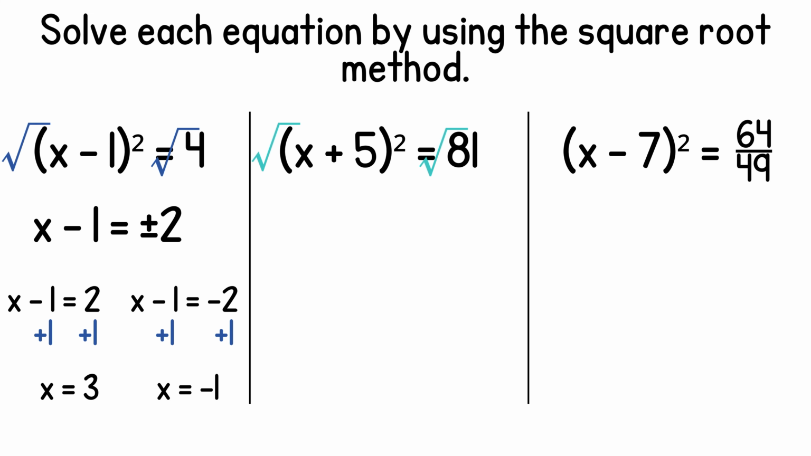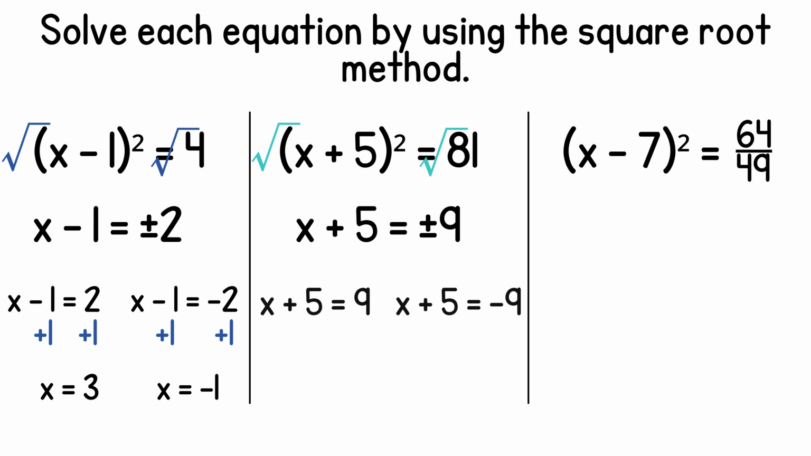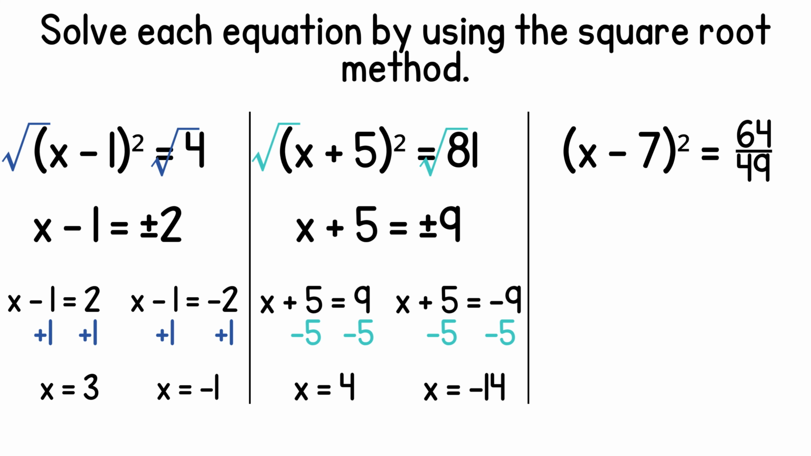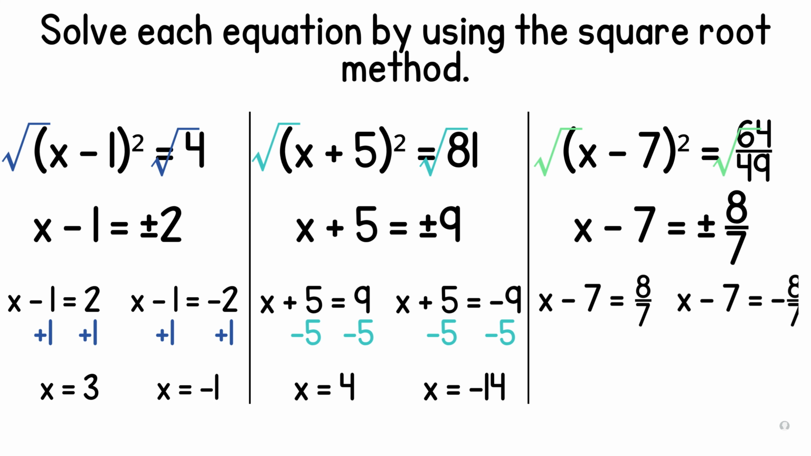Now let's look at our next equation. We'll take the square root of both sides, and this gives us x plus 5 is equal to positive or negative 9. So we'll set up both of our equations, and we'll solve by subtracting 5 from each side. So we get x equals 4, and when we do it to the other equation, we get x equals negative 14. Now let's look at the last one. So we'll take the square root, and we get x minus 7 is equal to positive and negative 8/7. So we'll set up our two equations, and we'll solve by adding 7 to both sides. So we get x is equal to 57 over 7, and when we add 7 to the other equation, we get x is equal to 41 over 7.